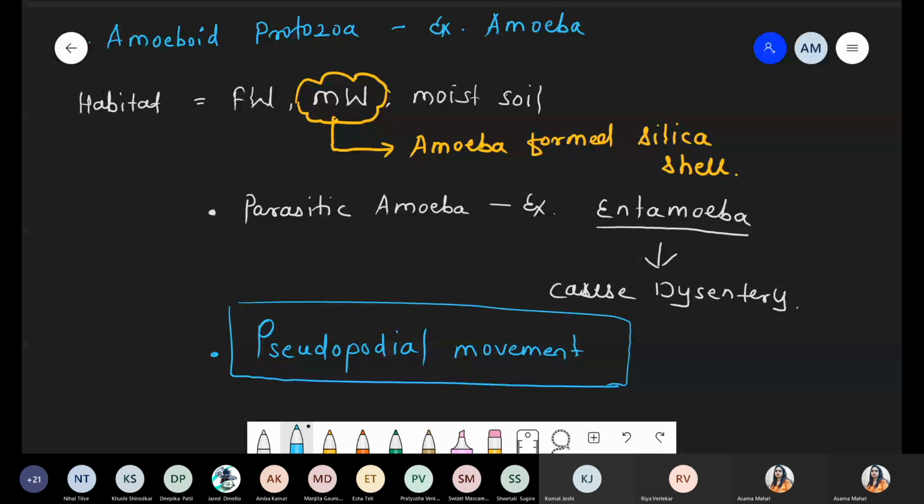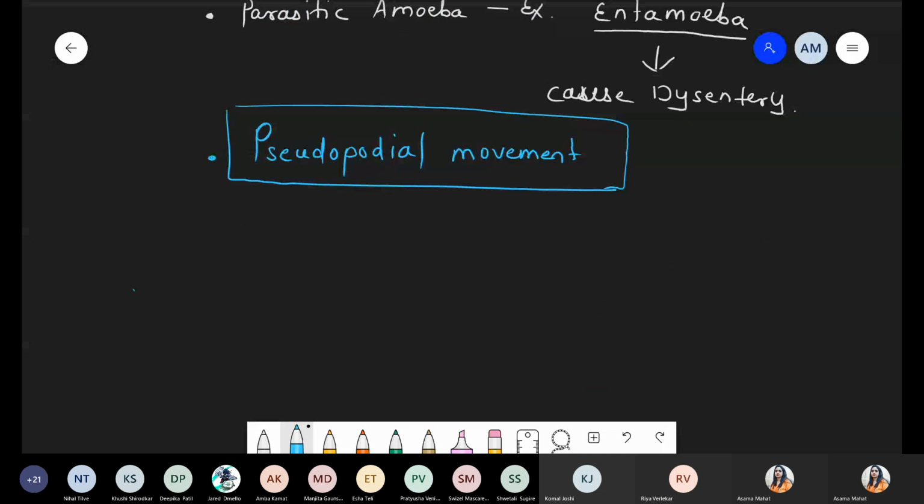Okay, after the first point, amoeboid protozoa, number second is flagellated protozoa. The name itself represents that these protozoa are motile because they have a locomotory organ, that is flagella. So in case of flagellated, we are taking a simple condition.